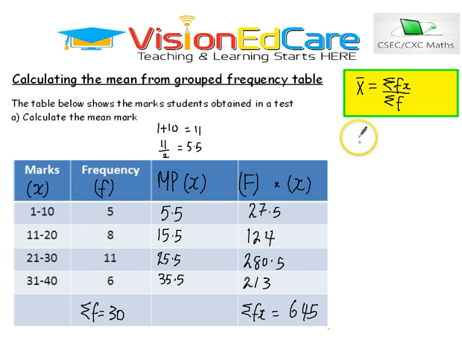So in this case, we have mean equals sum of fx, which is 645, divided by sum of f, which is 30, and that gives us 21.5. So the mean mark in the test there is 21.5. So we have calculated the mean from the group frequency table.